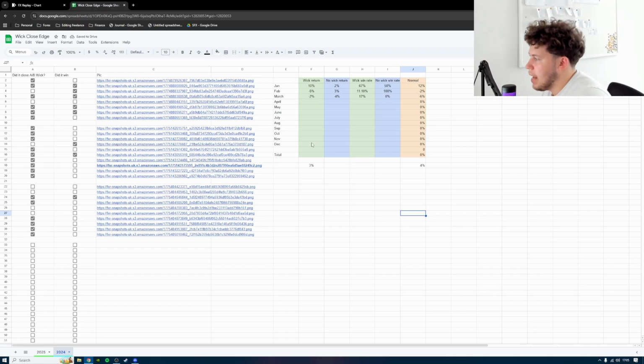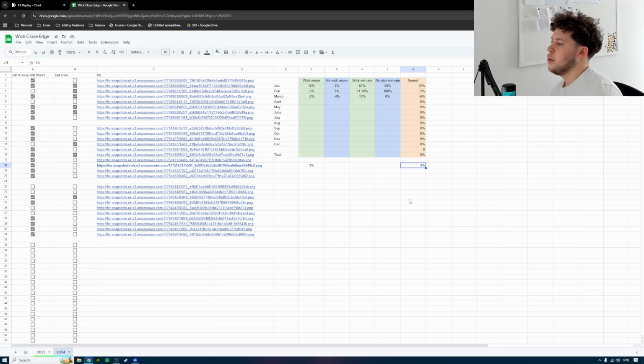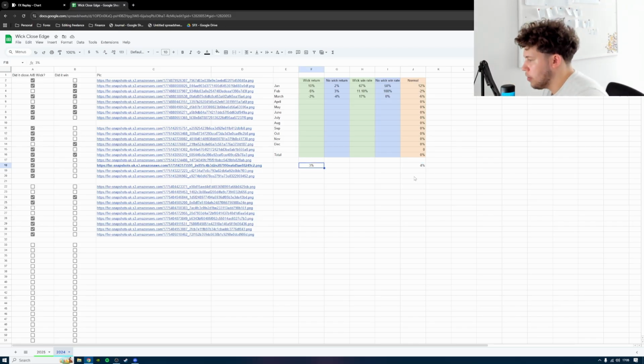But then when you scale it out over the years, you can see there's only a 1% difference in profit. So currently what we're seeing is, although we have more profit on the normal one so far this year, we obviously have slightly less drawdown on the new wick return that we're testing. So it's only a 1% difference at the moment, 4% versus 3%, but that will obviously change depending on what we see. So that was April.